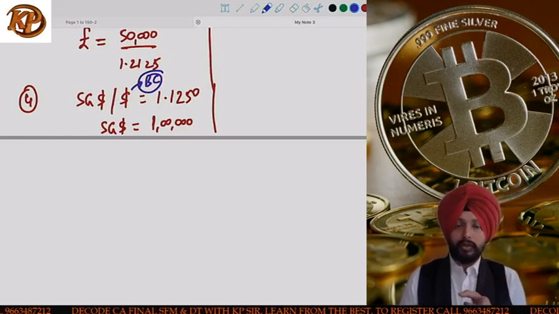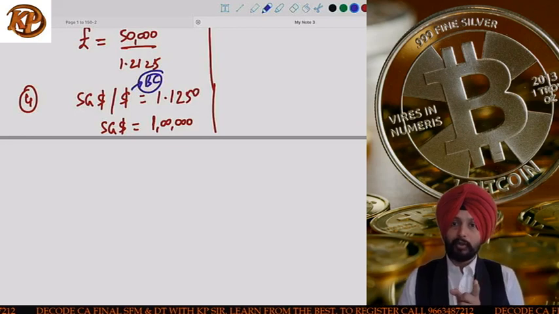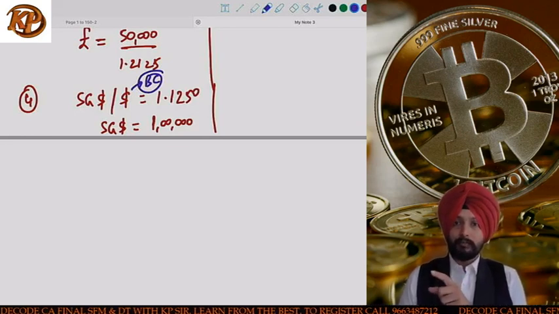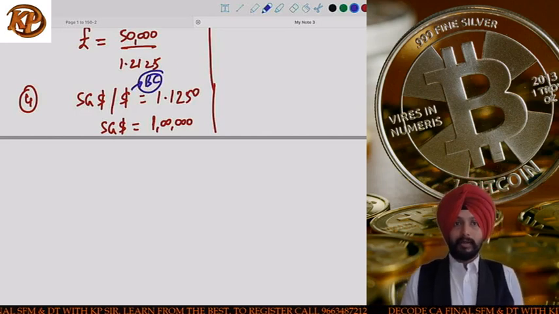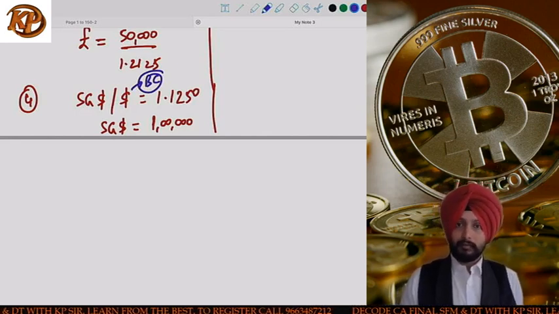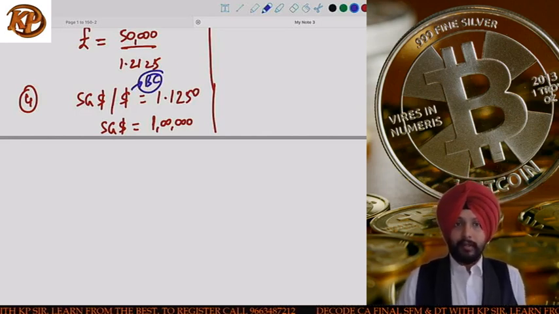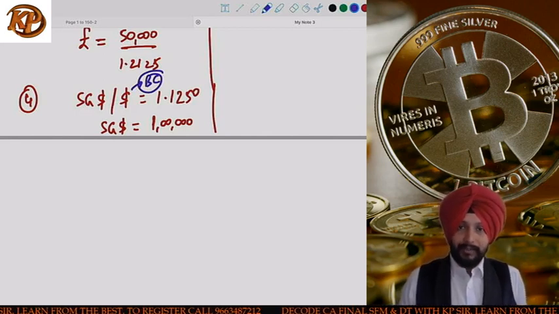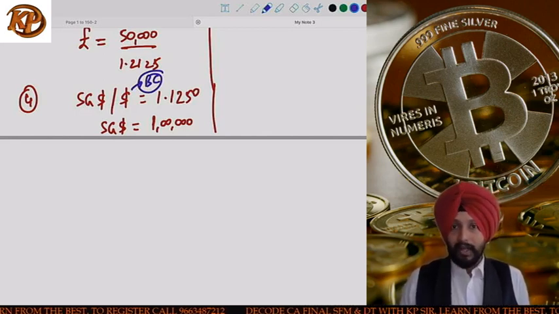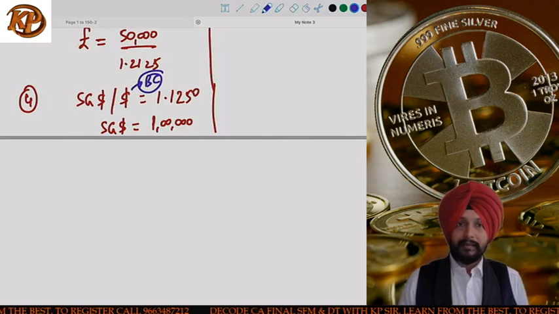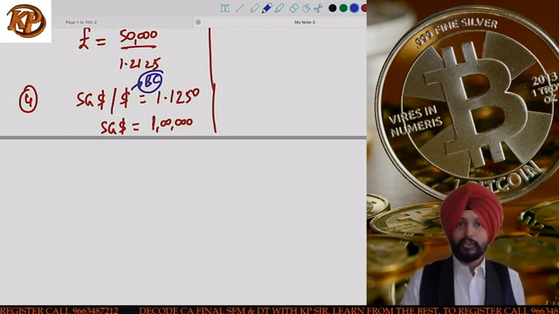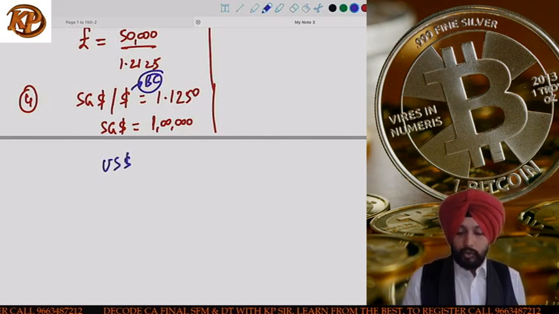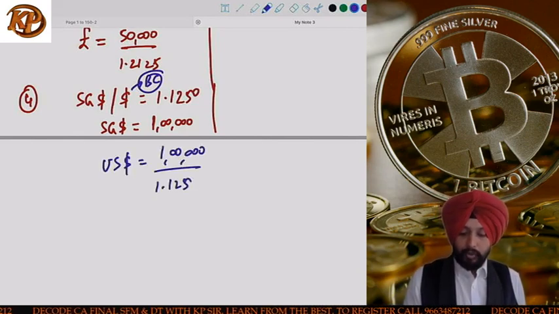So, listen to me carefully, Singapore dollar needed for US dollar should be greater than 1. That is satisfied. If I have Singapore dollars 1 lakh in hand, I will get fewer US dollars on conversion, and to get less we should divide. So the US dollars answer will be 1 lakh divided by 1.1250.